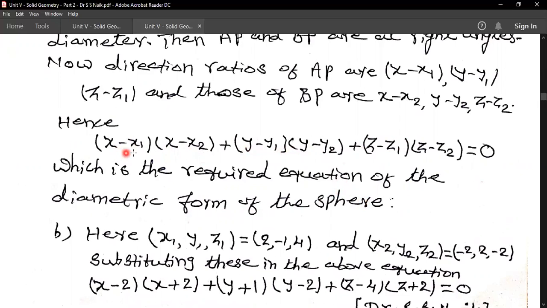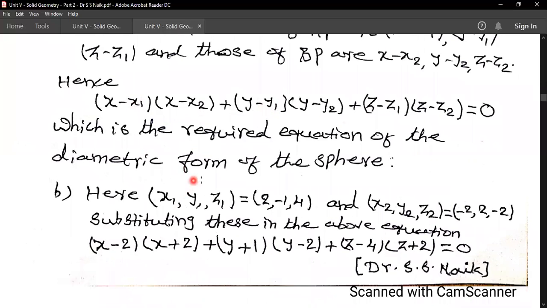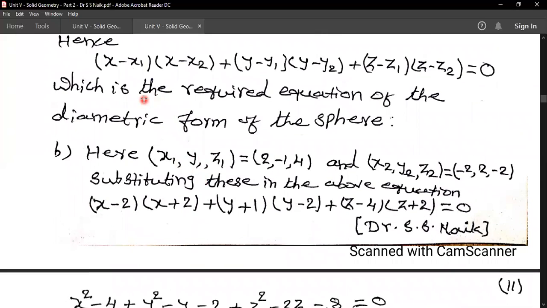That is (x minus x1)(x minus x2) plus (y minus y1)(y minus y2) plus (z minus z1)(z minus z2) equal to 0 represents an equation of a sphere in diametric form, where the ends of the diameter are (x1, y1, z1) and (x2, y2, z2). Therefore, we'll put (x1, y1, z1) as the point (2, -1, 4) and (x2, y2, z2) equal to (-2, 2, -2).